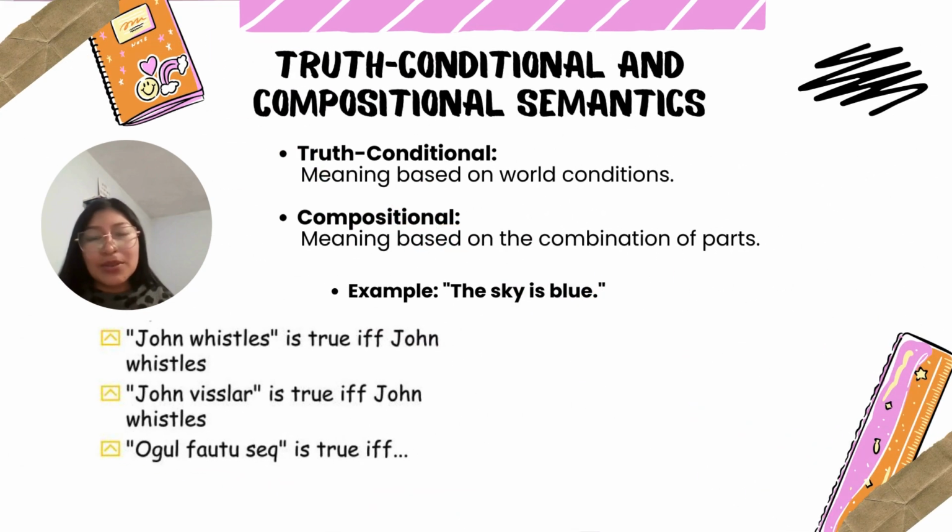Truth conditional semantics deals with how sentences get their meaning and truth depending on the conditions of the world. Compositional semantics explains how the meanings of parts of a sentence combine to form the meaning of the whole. For example, "the sky is blue" is true if and only if the sky is indeed blue.